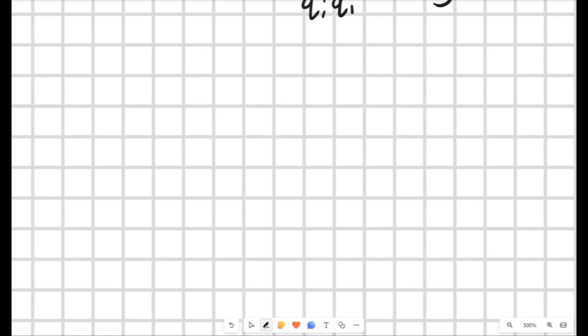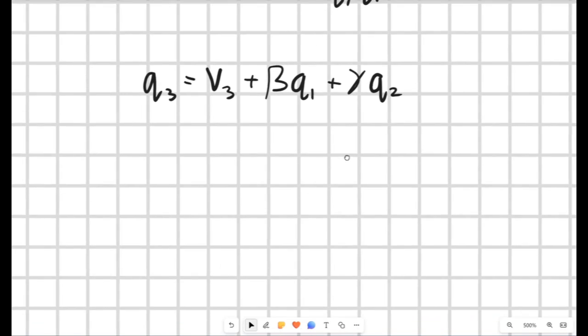Now we're going to move on to pick Q3. What we're going to say is we want Q3 to be equal to the vector V3 plus, I'm going to have another constant, let's call it a beta, times Q1 plus a gamma times Q2. Very similar procedure now, but basically we're going to choose these constants beta and gamma so that Q3 is orthogonal to Q1 and now Q2.